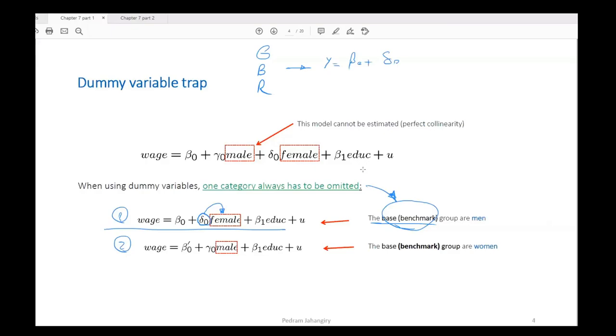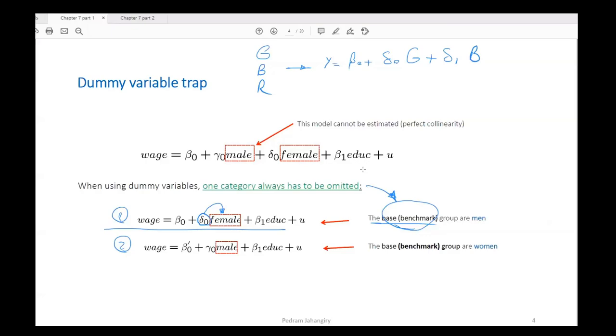I just named the dummy variable G. G stands for green. If it is one, it's green. If it is zero, it's anything else but green. Plus delta one B. Again, B stands for blue. If it is one, it's blue. If it is zero, it's not blue.